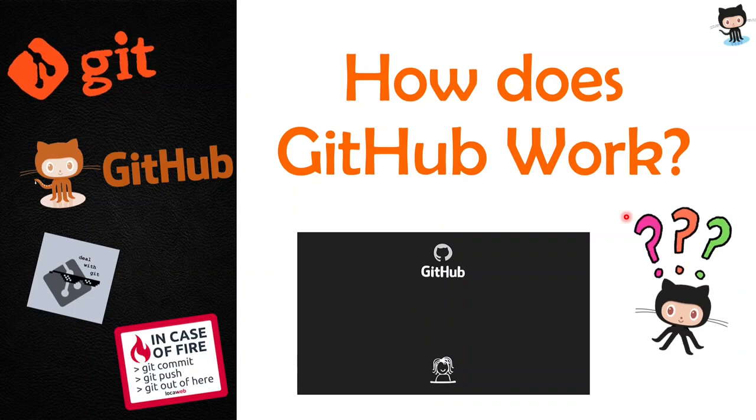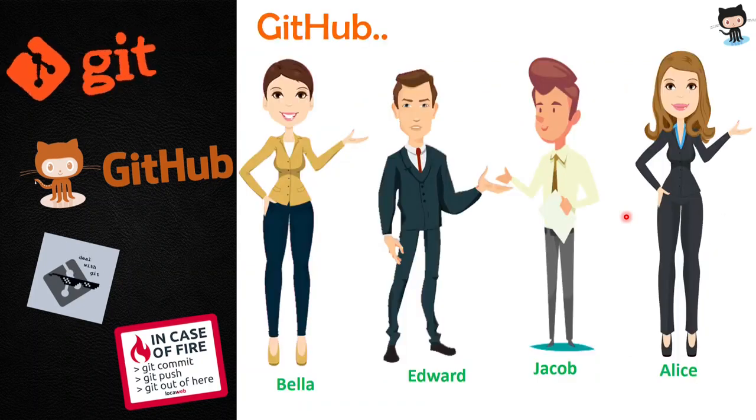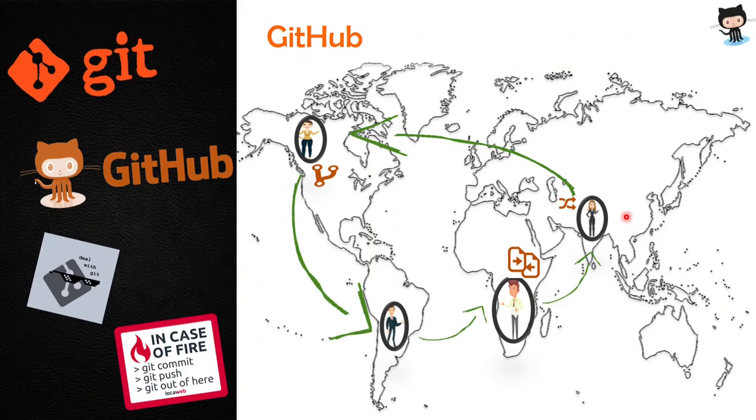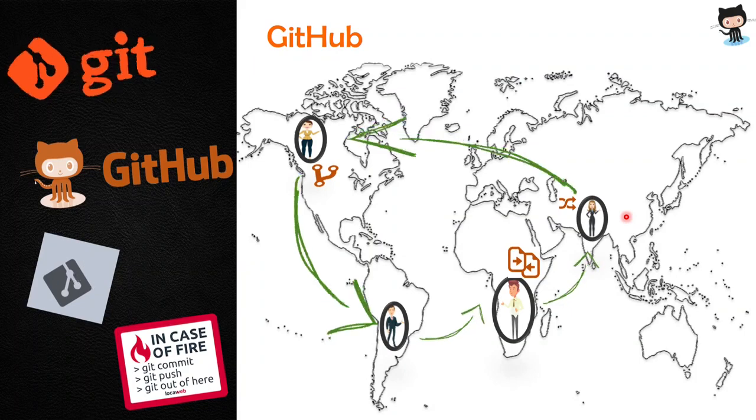Here I am connecting all these examples with real life examples so that there is better understanding of how GitHub works. So for example, we have a group of people who are working on the same project: Bella, Edward, Jacob, and Alice. They are working on an e-commerce website, but even though they work on the same project, they don't work in the same part of the world. Some are in Germany, some in Australia, some in India.